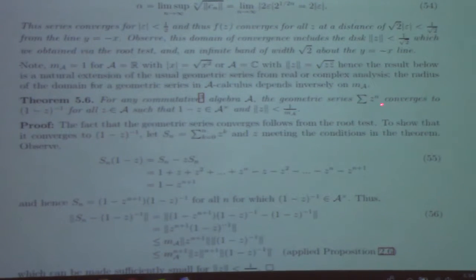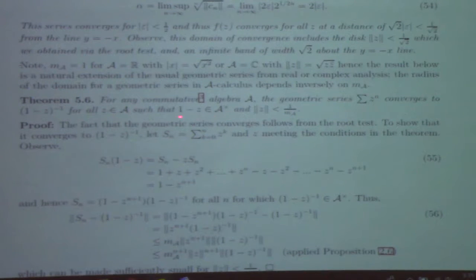If you had a geometric series over an algebra, it will converge to the inverse of 1 minus z. What else could it do? For all z such that 1 minus z is a unit. In other words, we also need that the norm of z is less than 1 over m sub a. I think we can drop the condition that 1 minus z is a unit, because we can derive it from the norm.